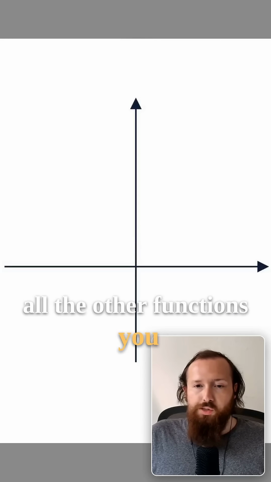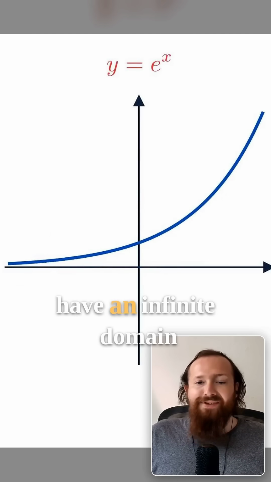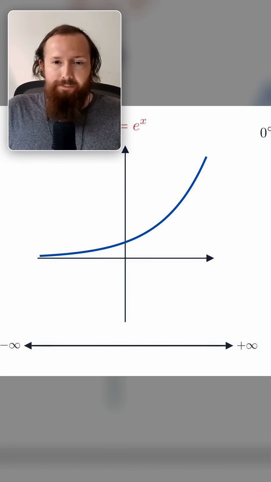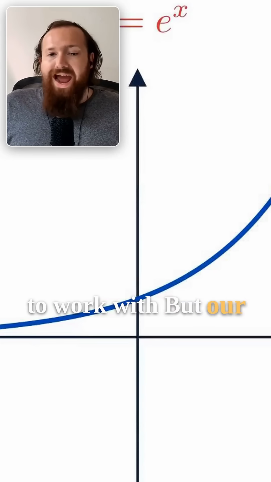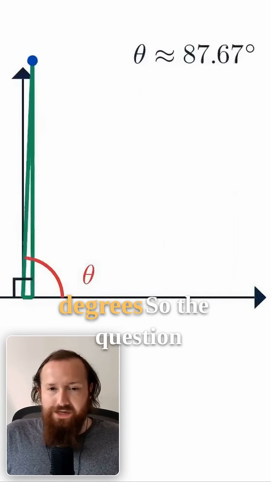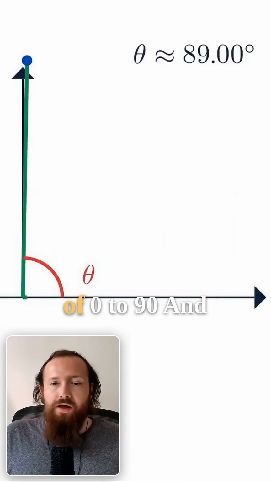All the other functions you deal with, x squared, x cubed, e to the x, etc., have an infinite domain, meaning you can plug whatever you want into them. That makes them a lot more flexible and overall a lot easier to work with. But our trig functions only work when theta is between 0 and 90 degrees. So the question is, how can we extend that domain of 0 to 90?